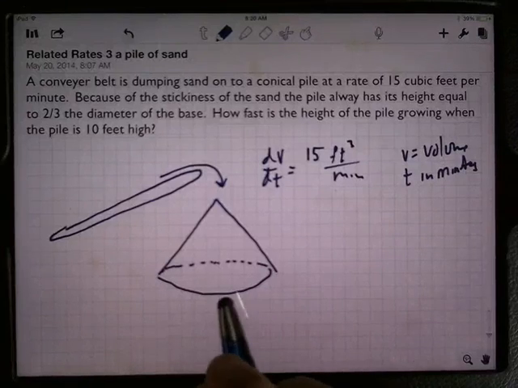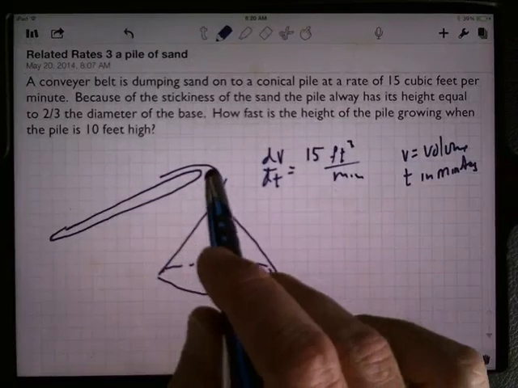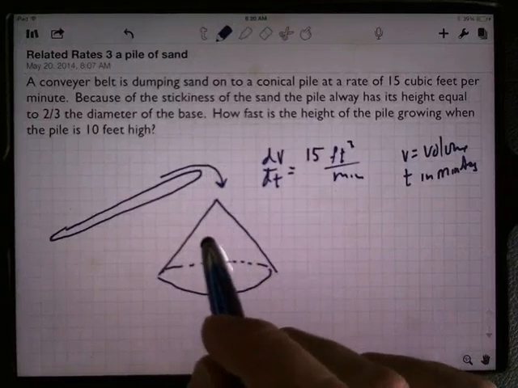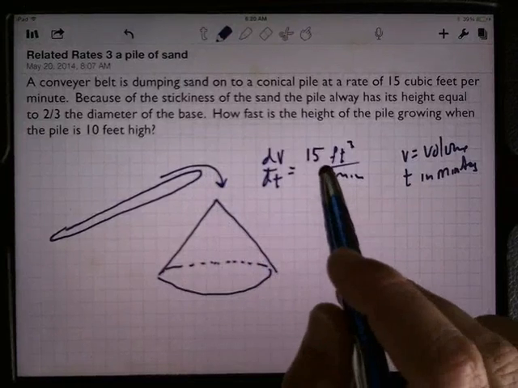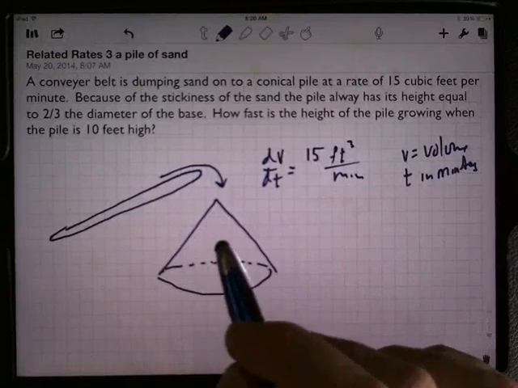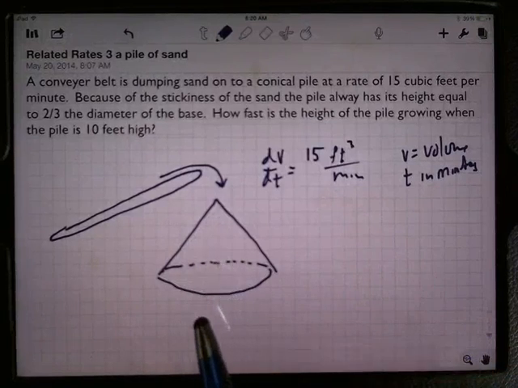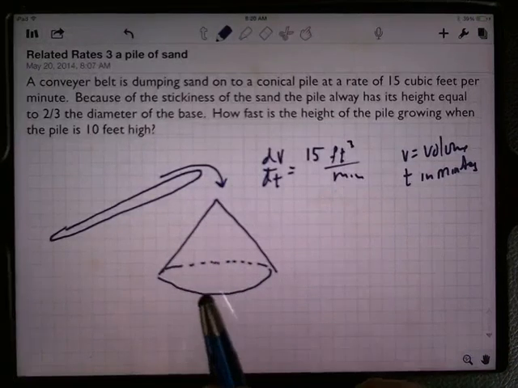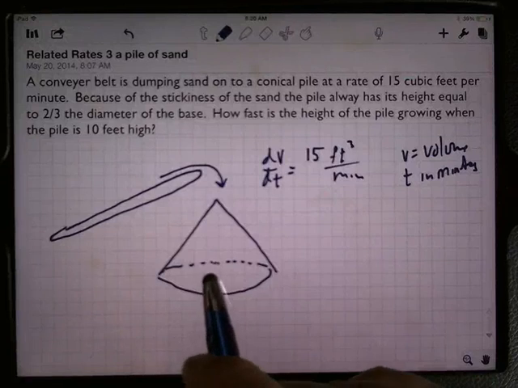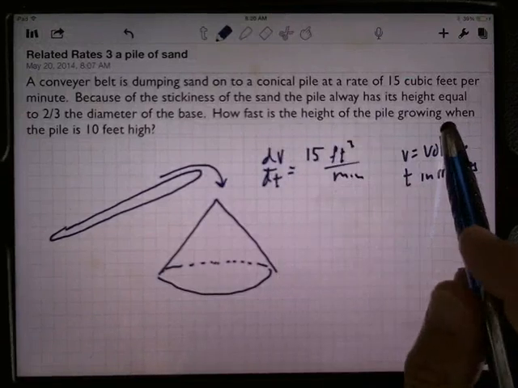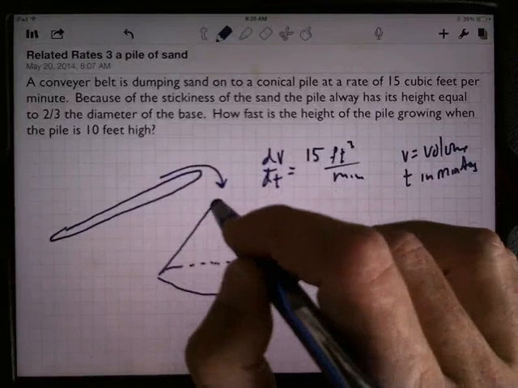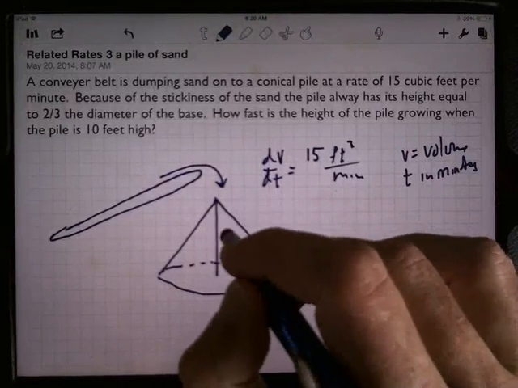Now, all that sand that's coming off the conveyor belt is being dumped onto this pile. So 15 cubic feet per minute is the rate at which the volume of this pile is growing. The pile keeps getting bigger and bigger. Question is, how fast is its height growing when the pile's 10 feet? So I'm going to need to know something about the height. Let me draw that in.